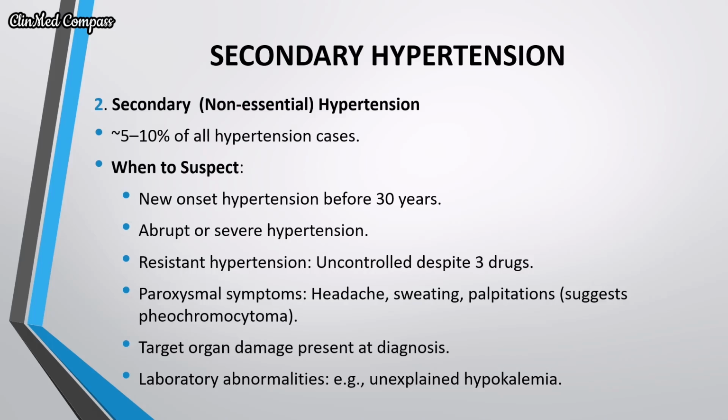1. New onset hypertension before 30 years, abrupt or severe hypertension, resistant hypertension, which is uncontrolled despite using up to 3 medications, paroxysmal symptoms like headache, sweating, palpitation, which can suggest pheochromocytoma, target organ damages present at diagnosis, and laboratory abnormalities like unexplained hypokalemia.